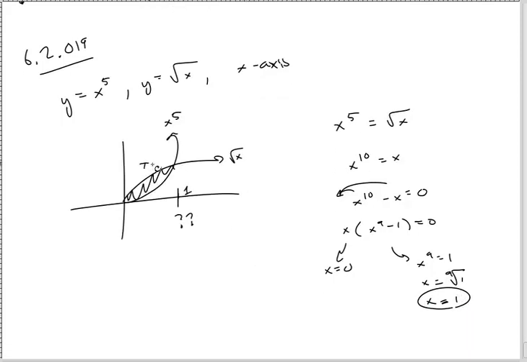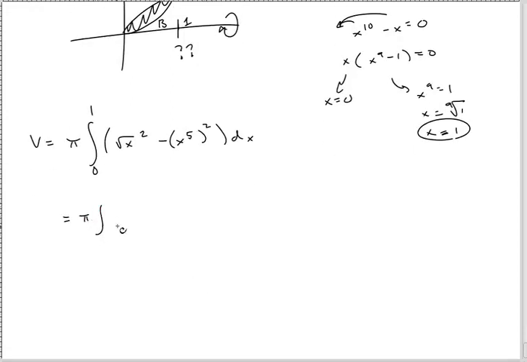Okay, top and bottom, top and bottom. I'm revolving around the x-axis, so volume and all that kind of stuff. Pi integral from 0 to 1 of my top squared, and then my bottom squared dx. Some of this is easier than others. We got a plain old x. We got an x to the 10th. I wonder where I've seen those before.